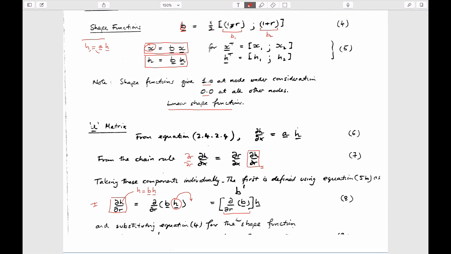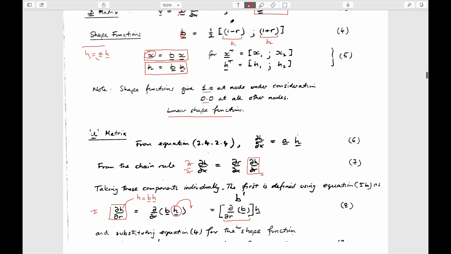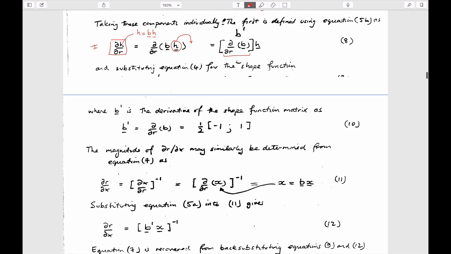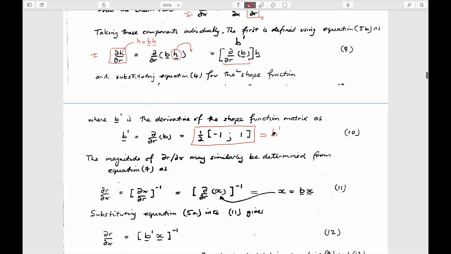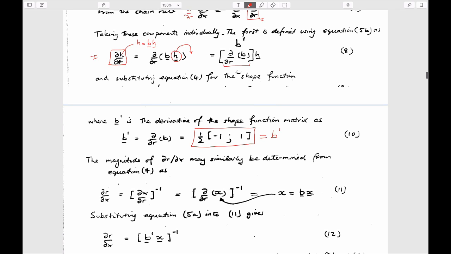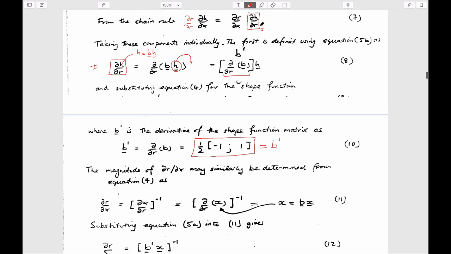What's the derivative of 1 minus r with respect to r? It's just going to be equal to minus 1, because you lose this term. And 1 plus r with respect to r is just plus 1. So if we take the derivatives of this term, then we end up with these slightly different values. And that's exactly what you have here. So this is our relationship B prime. In other words, that's our derivative with respect to r. And so that's the first of these terms that we have.